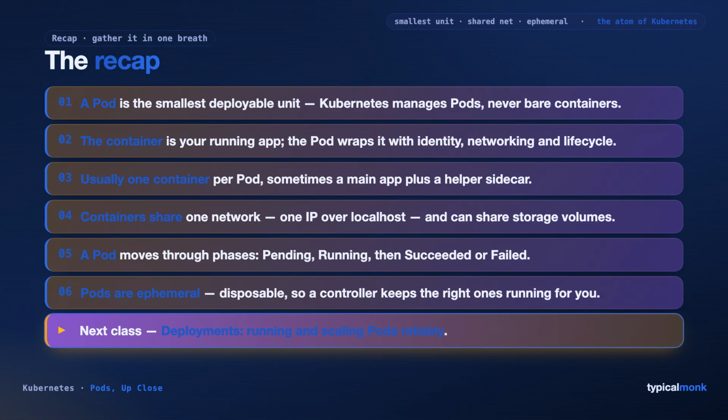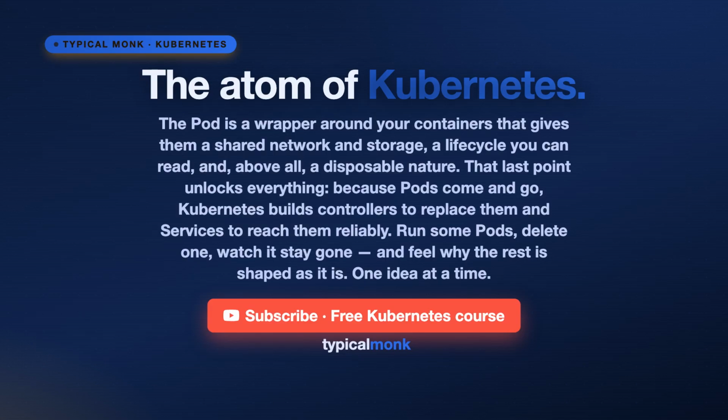Next class: deployments, running and scaling pods reliably. One idea at a time. That is the pod.